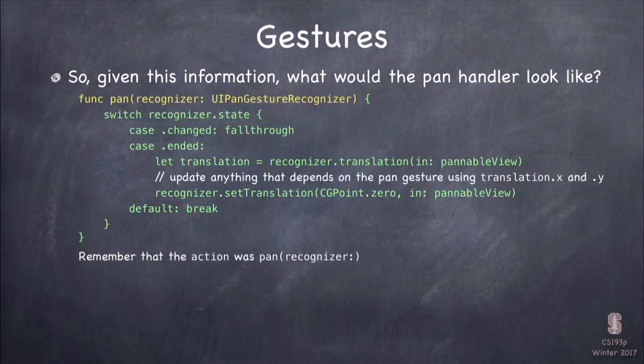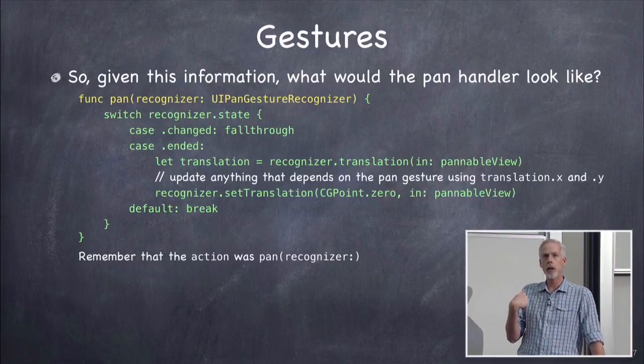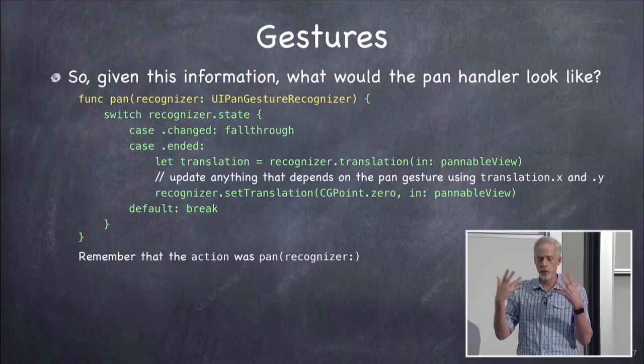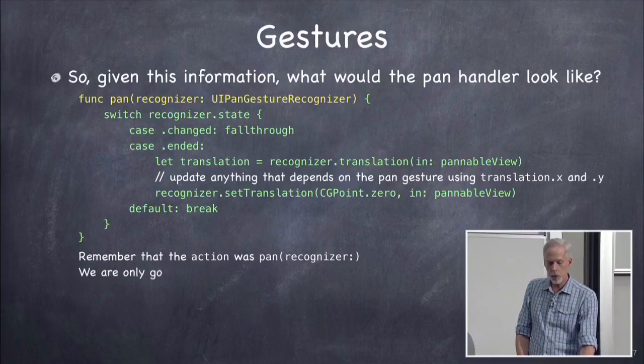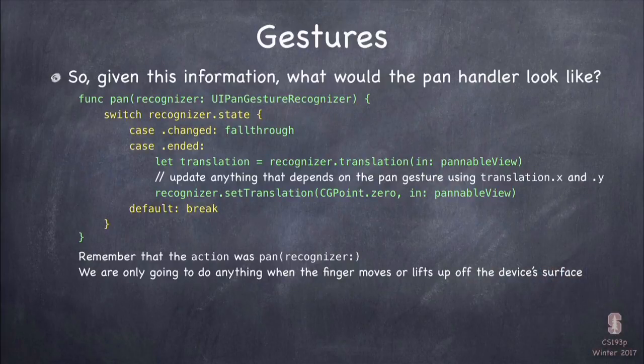So let's take a look then, knowing what we know about pan gestures, what the handler would look like. So remember that the handler is called pan. Recognizer is the argument there, and that is the pan gesture recognizer itself coming back to us, and its state will be different, and we can ask it about translation and view and all those things. So the first thing we're going to do is look at that state, and I'm going to do the same thing whether the pan has changed or whether the finger went up. You know, that's kind of the last position of the pan. I'm going to do the exact same thing.